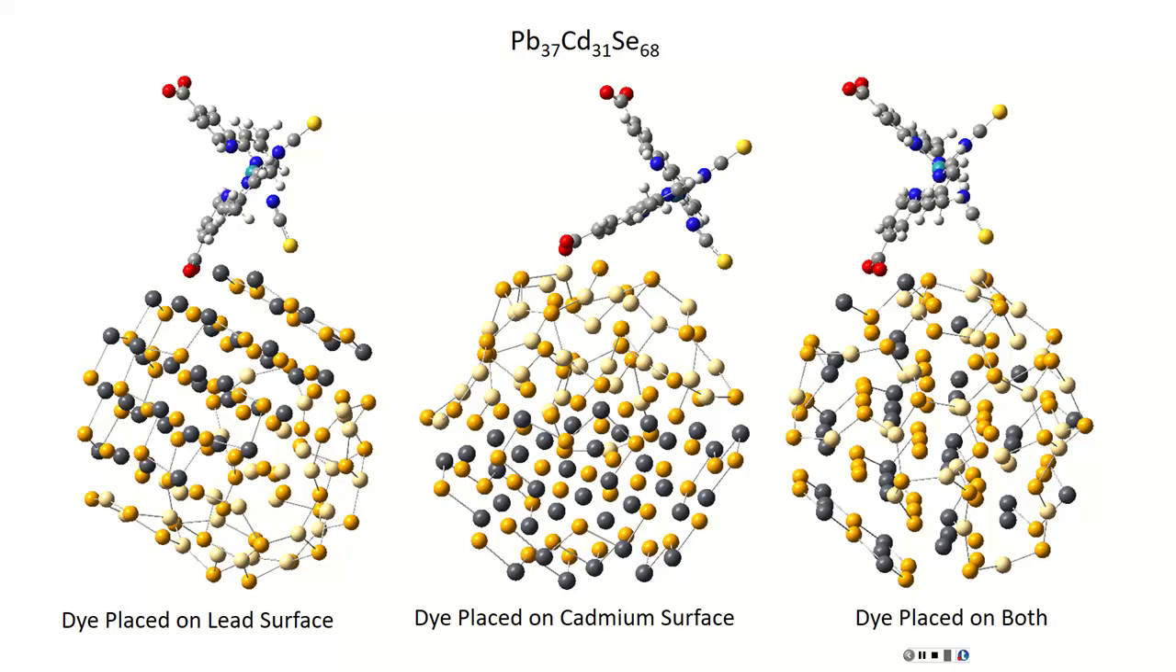I was going to say that it could have been due to just the way that I oriented the dye on the quantum dot. So is it happening because of excess negative charge on the carboxylate group or because of the quantum dot surface?